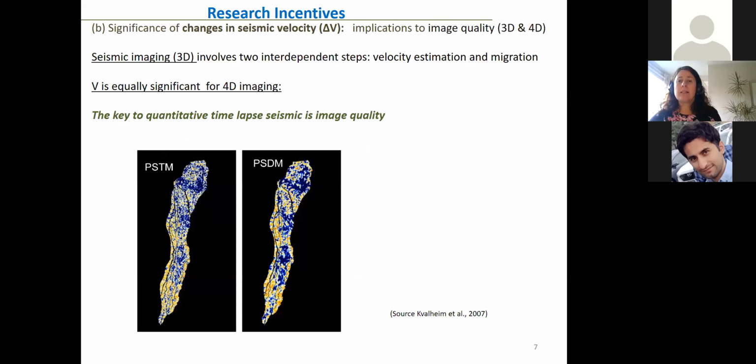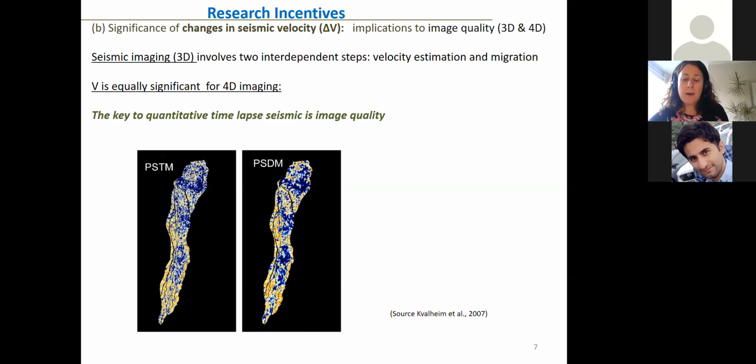Now, the second reason we are interested in monitoring velocity change is we really need to know the new velocity in terms of improving images, not image beyond 3D. So improving image quality in a 4D sense, which would allow us to do proper quantitative 4D seismic, okay?